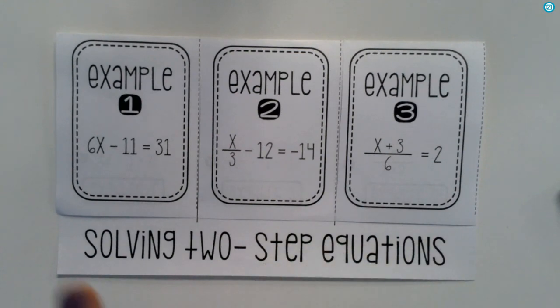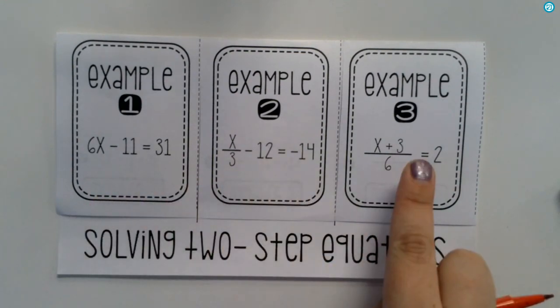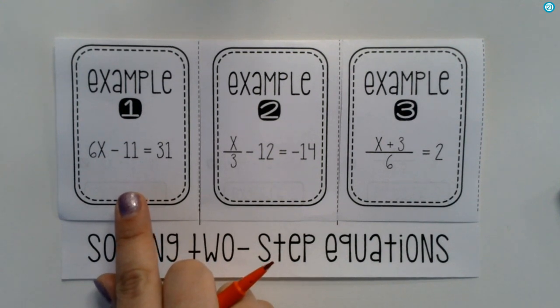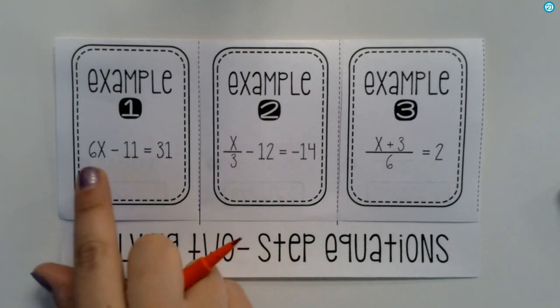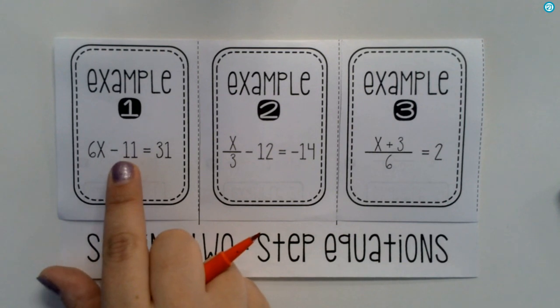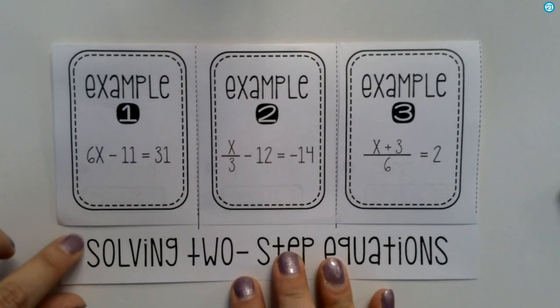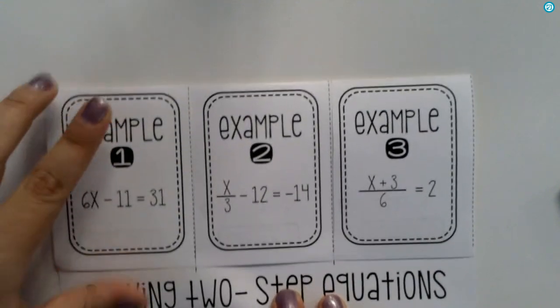Okay, so we've got three different types of equations here. This first type, example 1, these are what we saw yesterday. 6x minus 11 equals 31. We've got multiplication and then addition or subtraction, and we just are solving for x. So 6x minus 11 equals 31.